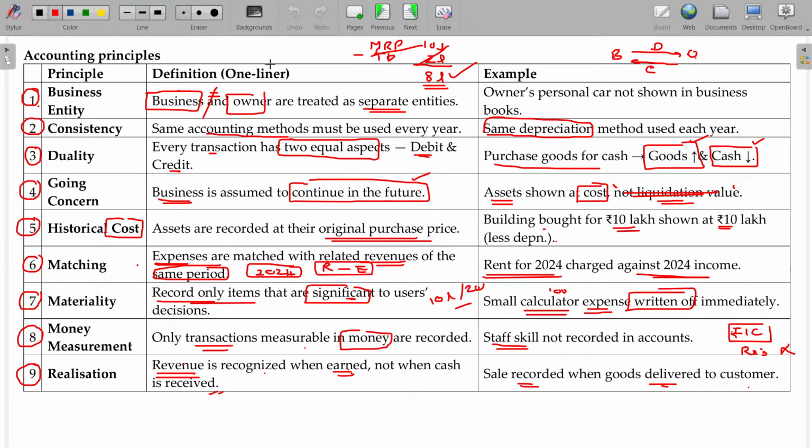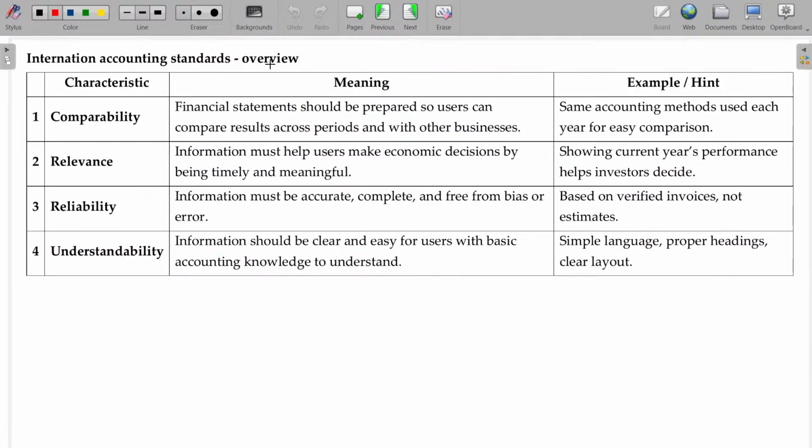Now we'll move on to the next one. International accounting standards. Okay. What happens here? Why do we want to have a standardized format? For easy comparability between the financial reports prepared by entity A as well as entity B, or the financial reports prepared by entity A in the year 2024 compared with the financial reports prepared in the year 2025. For the comparability, this standardization is required. So because of that only there is international accounting standard.